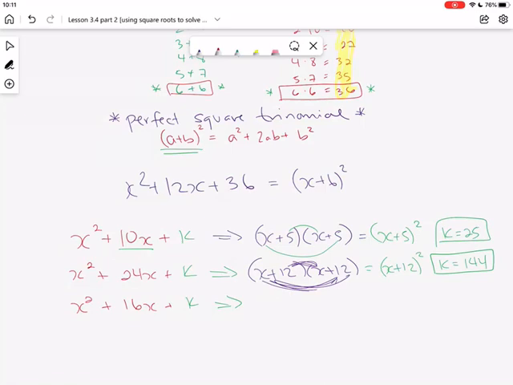And in the last one here, same idea. Those repeating numbers are going to happen when I have 8 plus 8. And again, I have x plus 8 all squared. And that means that k would have to be 8 times 8, which is 64.